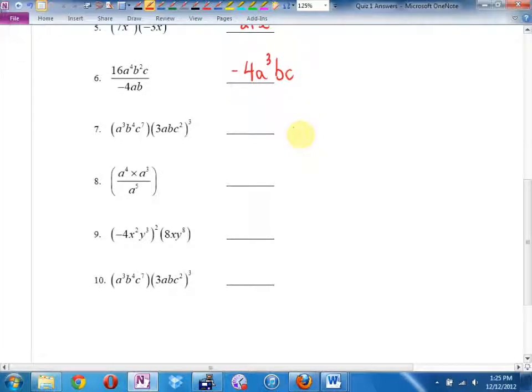Number 7, hey, this one I'm actually going to have to show some work. I'm going to rewrite the first bracket, A cubed B to the 4th, C to the 7th. But the second bracket has a power to a power. There's going to be a 27. Where'd the 27 come from?